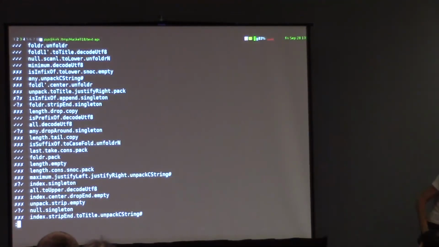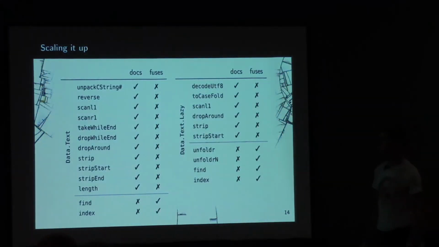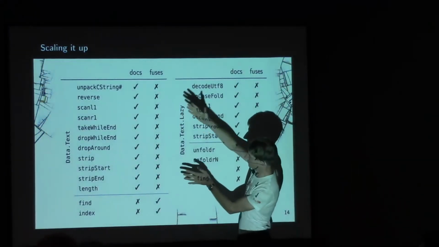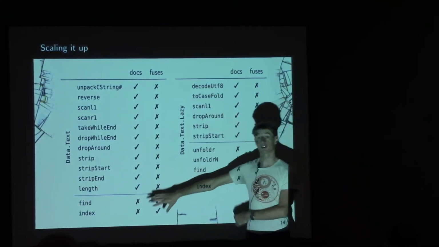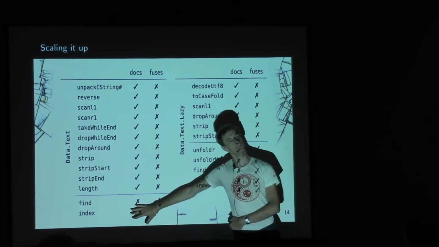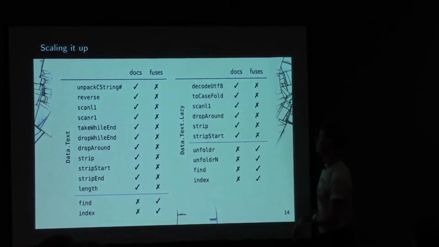And then in the end, we come to a conclusion that says, well, in Data.Text there are these 11 functions, I think, that could fuse but don't. There are 2 that are not documented to fuse, but they do. So we find that out, and Data.Text.Lazy is a similar picture.